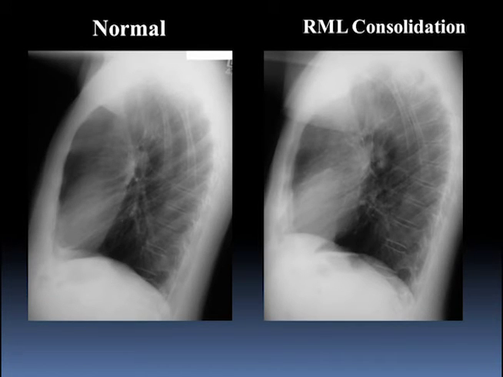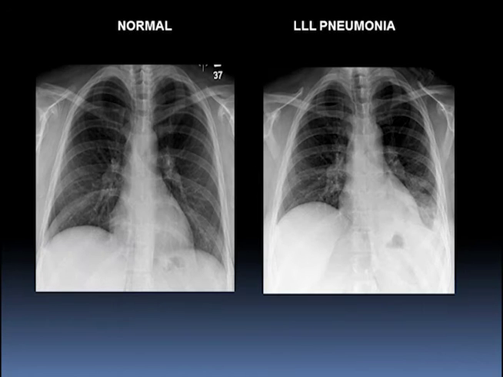If we go to the lateral view, again we have the normal on one side, and we look at the heart because we know the middle lobe sits in that region. On the normal left film, we can see there's no increased soft tissue density there. But if we go to the right film, same patient, you can see that there's increased soft tissue density over the area of the heart, and that again means there's consolidation in the right middle lobe. So you put the two of those together and you say, this patient has a right middle lobe pneumonia.